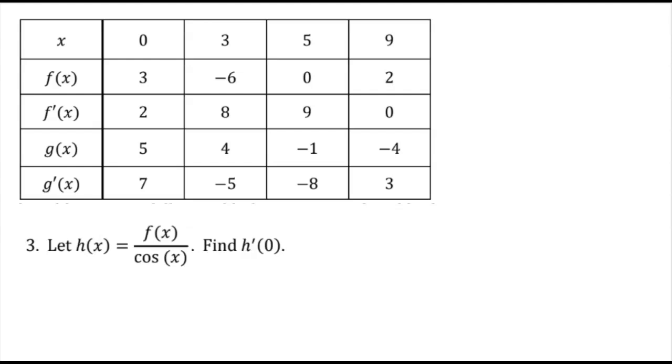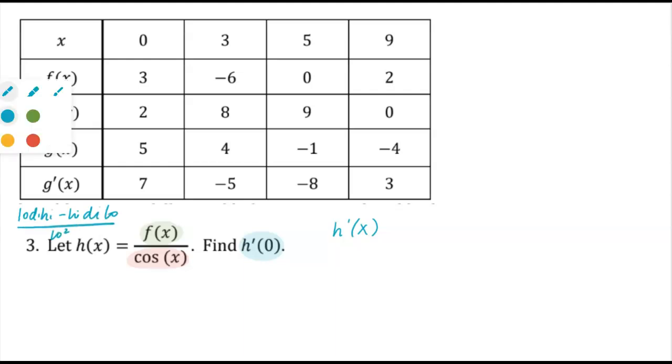So looking at h, we are trying to find h prime of 0, which means I need to take a derivative of h. I need to recognize that h is comprised of a quotient of functions. So we need to use the quotient rule if we're going to go find our derivative of h. So let's start first there. We know the quotient rule, low d high minus high d low all over low squared. So let's just highlight those here.